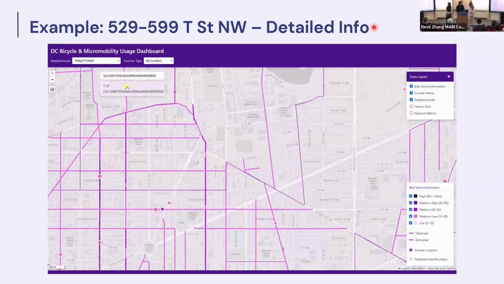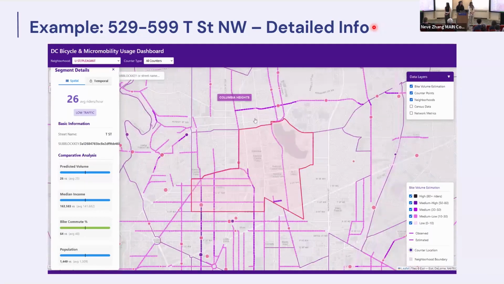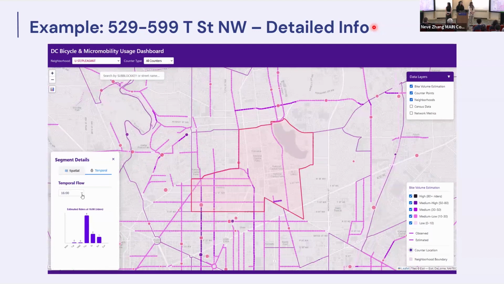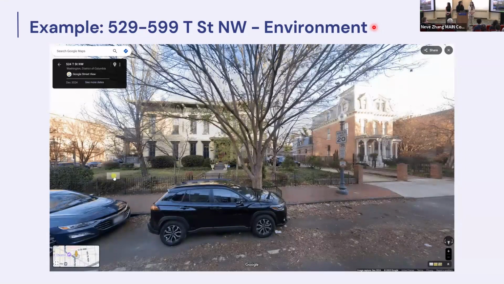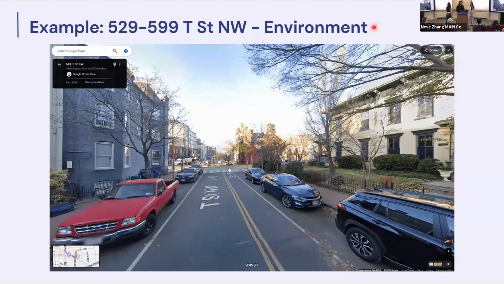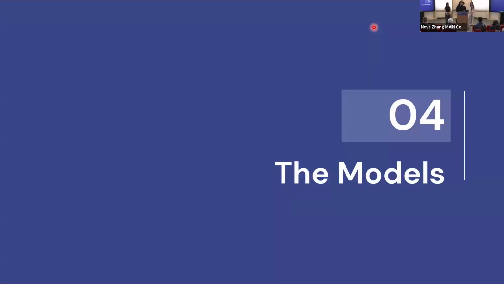So this segment is located in the U Street neighborhood and is projected to carry an average of 26 riders per hour. As you can see, we can also see the comparative analysis here. And temporally, its flow pattern shows consistent hourly bike volumes. And also, if the user wants to check the street level imagery for environmental sensing, it's clearly a bike-friendly environment here. As you can see, the bike signs on the road. And Xianlu will help you understand the model behind our estimation.